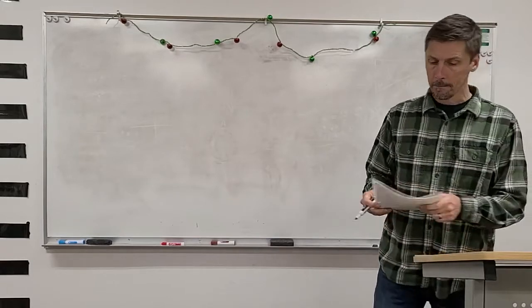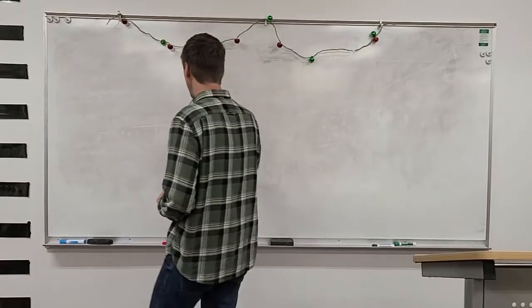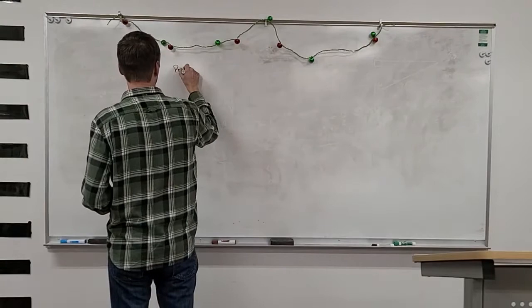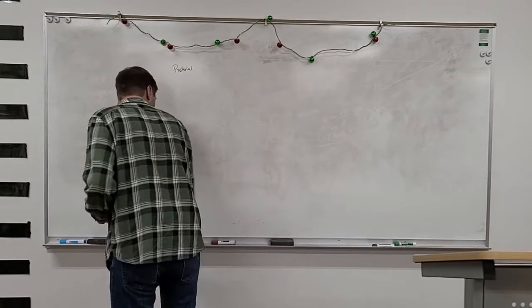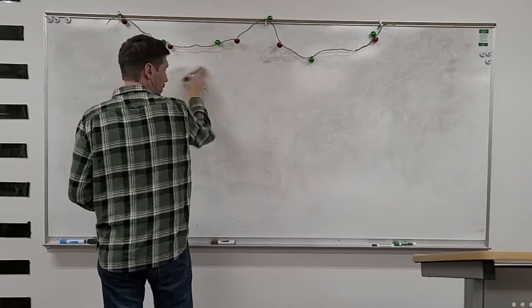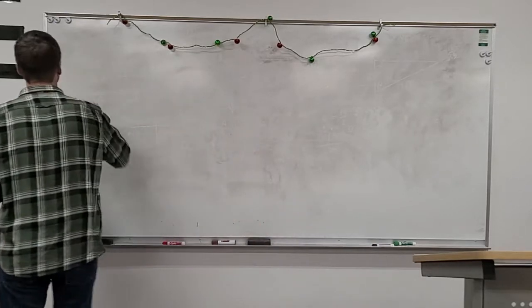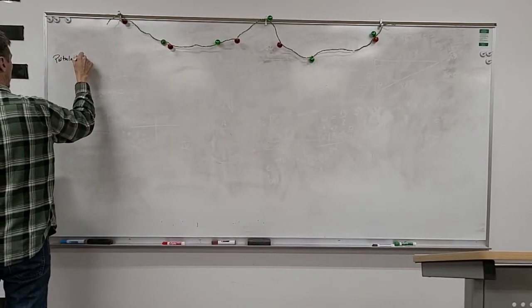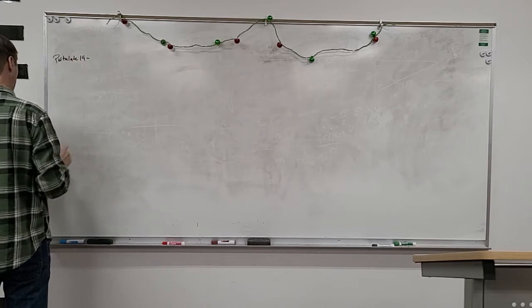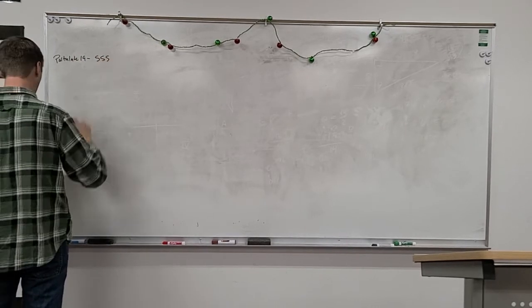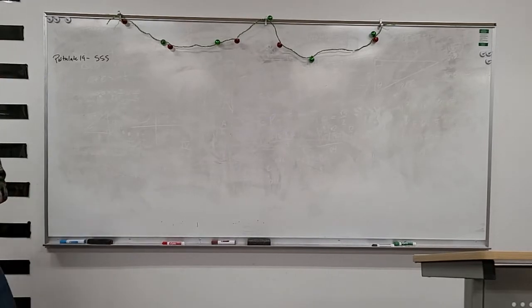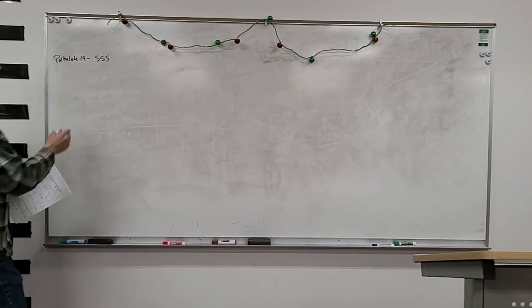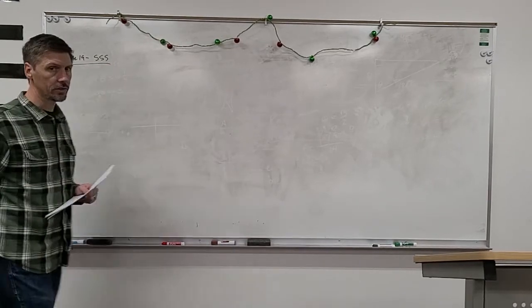All right? So postulate 19. Actually, I'm going to write all of these over here. 19, and I'm going to abbreviate this as SSS. Right? This is the side-side-side congruence postulate. So if you're looking for it in the book, that's what it's going to be named. But they also show you that the abbreviation is SSS.